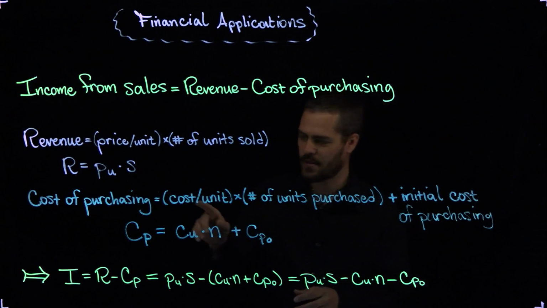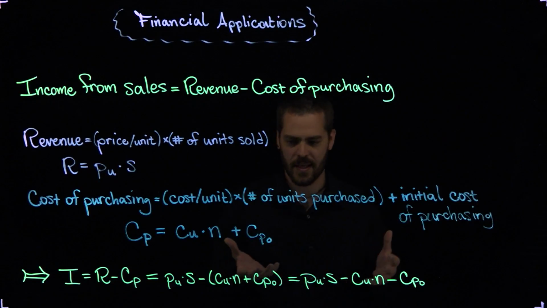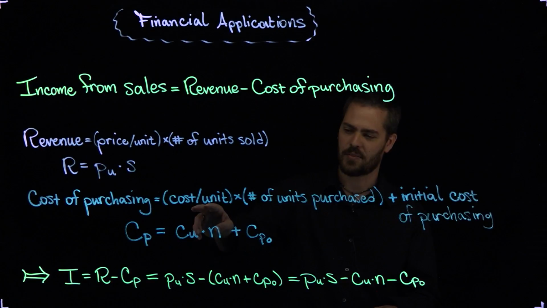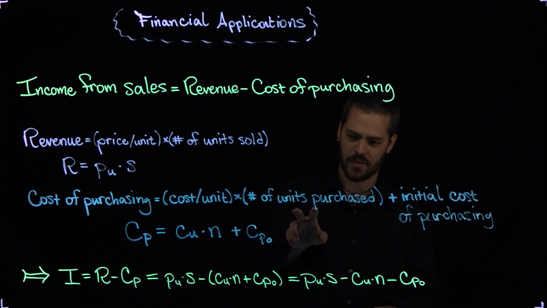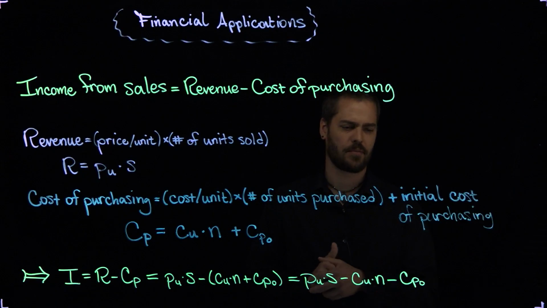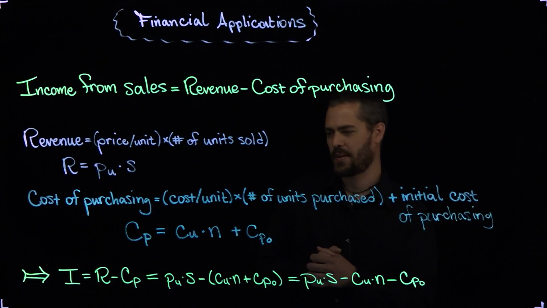But we also have to consider the cost of purchasing. Obviously, to get an item in your store, there's a cost for that. And that's my cost per unit times the number of units purchased from whoever you're buying from, plus some initial cost of purchasing. They might require something down just to make the contract with them.